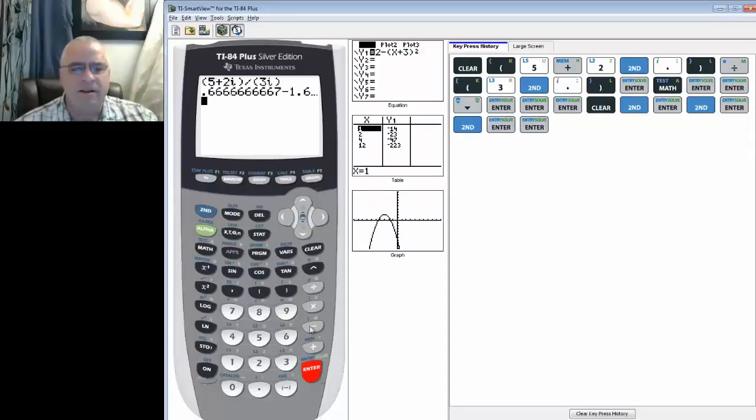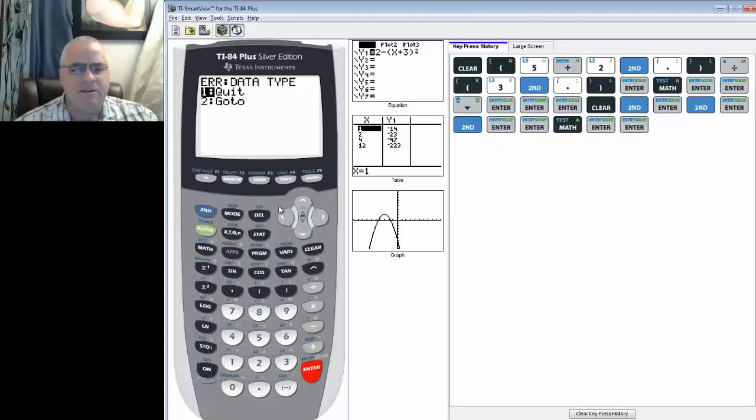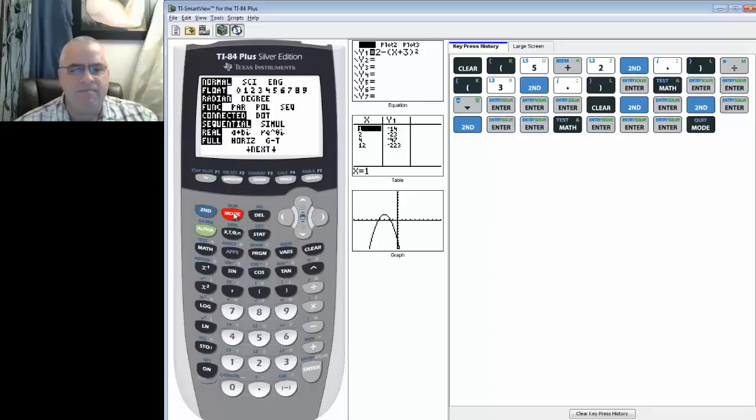Push enter on that. And then do math, enter. Maybe my calculator's not set up. Okay. Let me go to mode. I thought I had that set up.